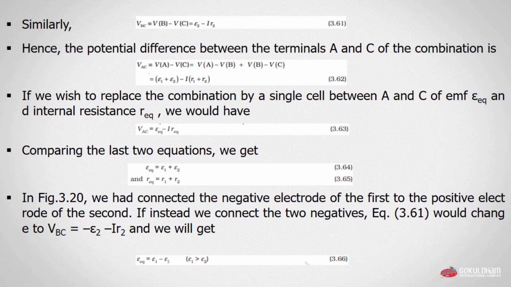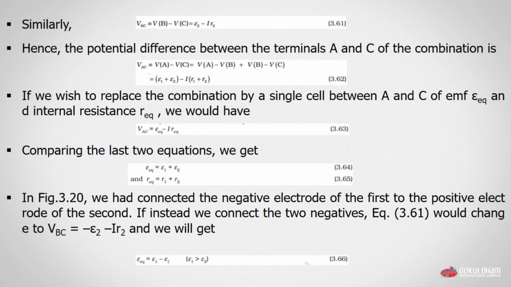And hence the potential difference between the terminals A and C of the combination is V_AC equal to V_A minus V_C, which is equal to V_A minus V_B plus V_B minus V_C, which is equal to epsilon 1 plus epsilon 2 minus I into R1 plus R2, which is our equation 3.62. And if we wish to replace the combination by a single cell between A and C of EMF epsilon_eq and internal resistance R_eq, we would have V_AC equal to epsilon_eq minus I R_eq, which is our equation 3.63.